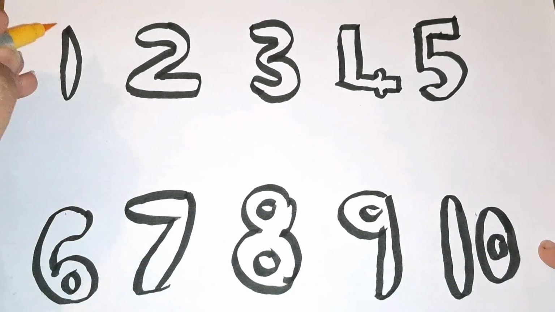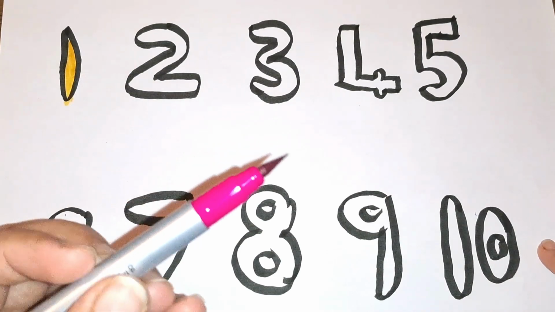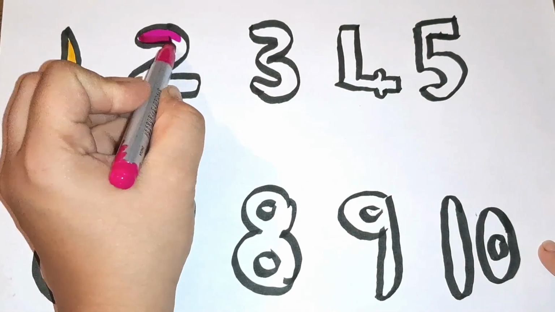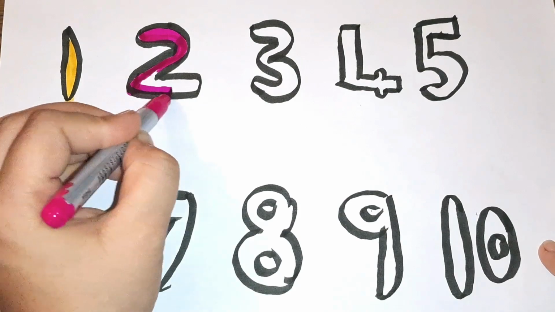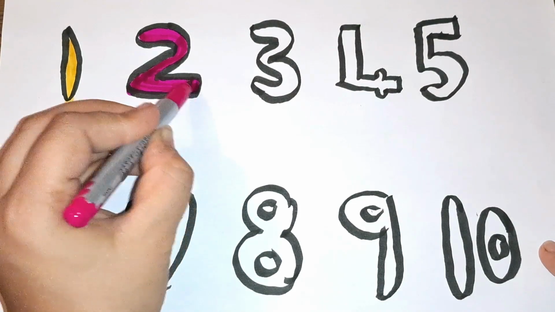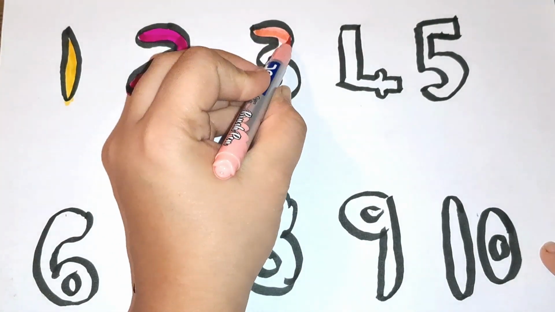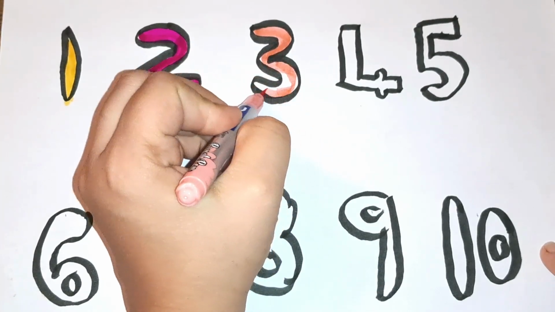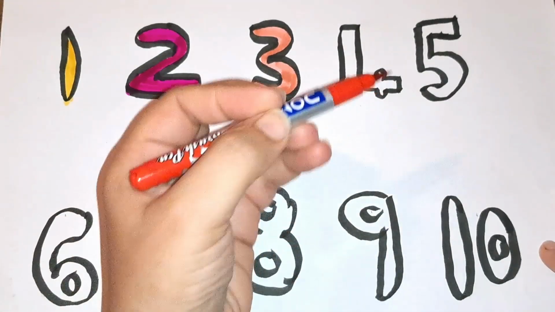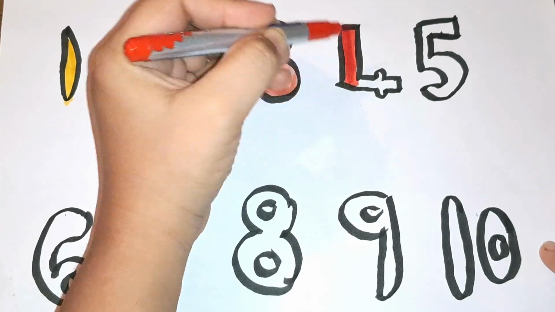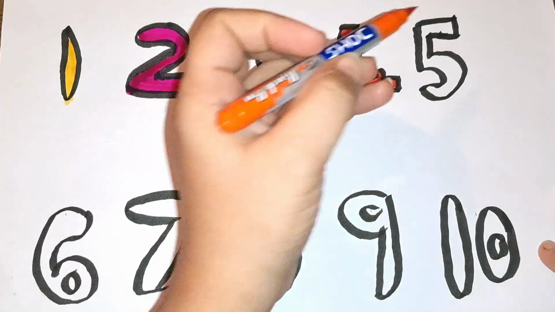Number 1 with yellow color. Dark pink color. Number 2. Light pink color. Number 3. Red color, number 4. Orange color, number 5.